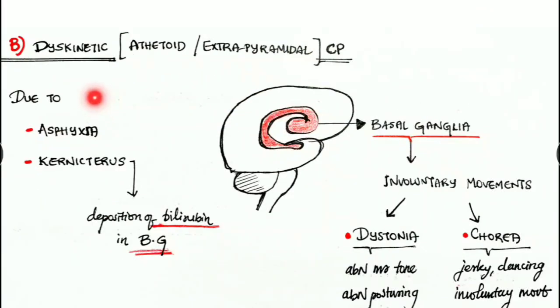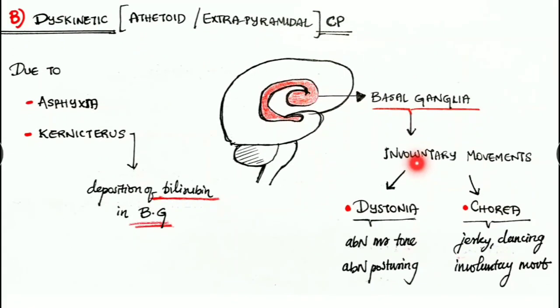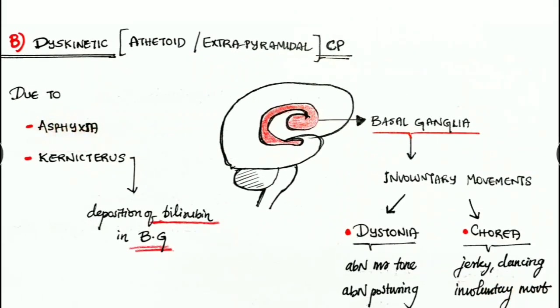The second one is the dyskinetic cerebral palsy, or athetoid or extrapyramidal cerebral palsy. From the name itself, the lesion is in the extrapyramidal system, and that is in the basal ganglia. The basal ganglia lesion causes involuntary movements like dystonia and chorea. Dystonia is an abnormal muscle tone disorder causing abnormal posturing. In chorea, there are jerky, dancing, involuntary movements, and this is due to asphyxia or kernicterus, which is deposition of bilirubin in the basal ganglia.